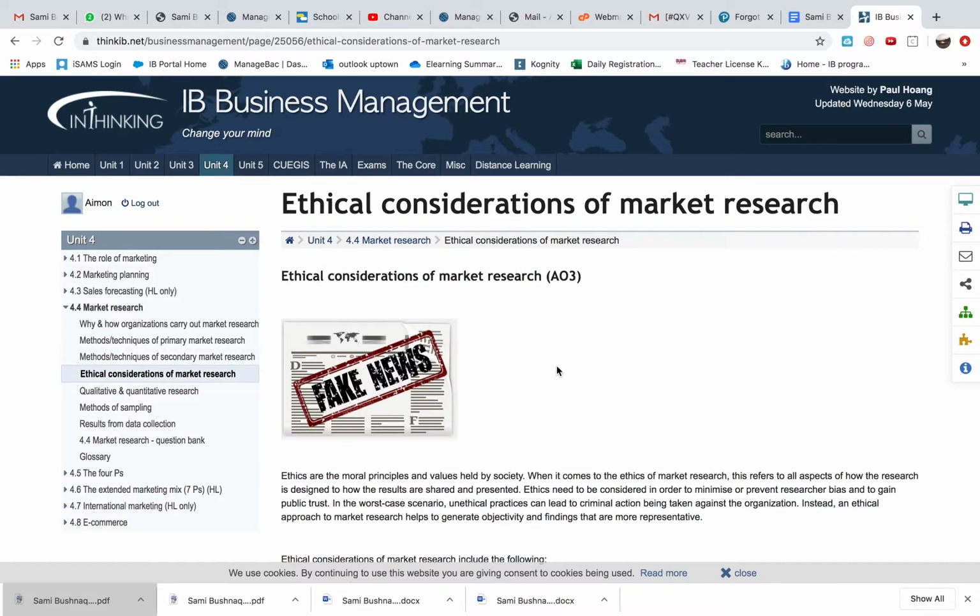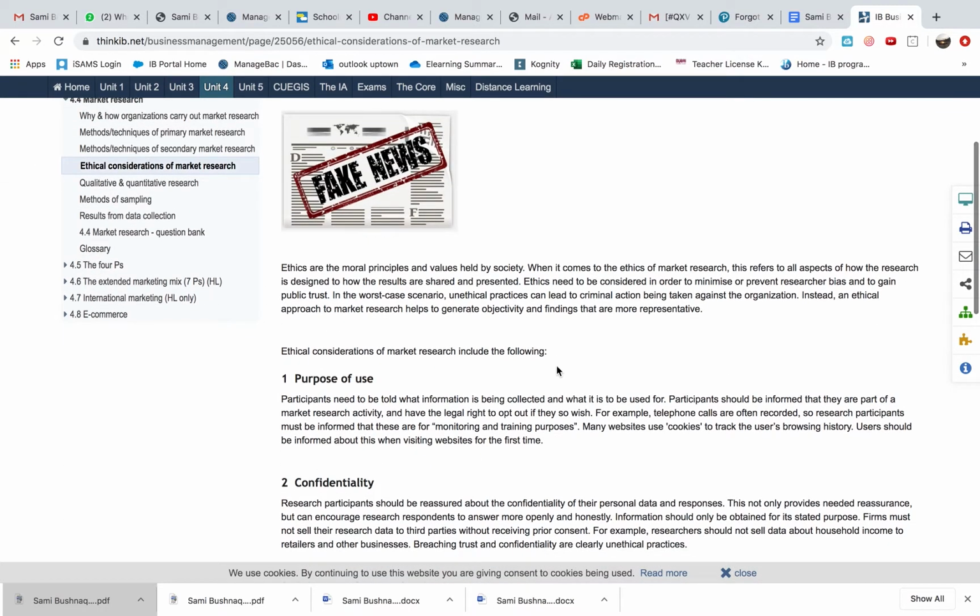Ethical considerations of market research, because once again, ethics become a big issue. A lot of moral principles and values held by society. That's what ethics are, right? The moral principles and values that are held by society. When it comes to market research, this refers to how the research is shared and presented. So you have to consider ethics when you're doing this in order to prevent things like bias, because you want to gain the trust of the public.